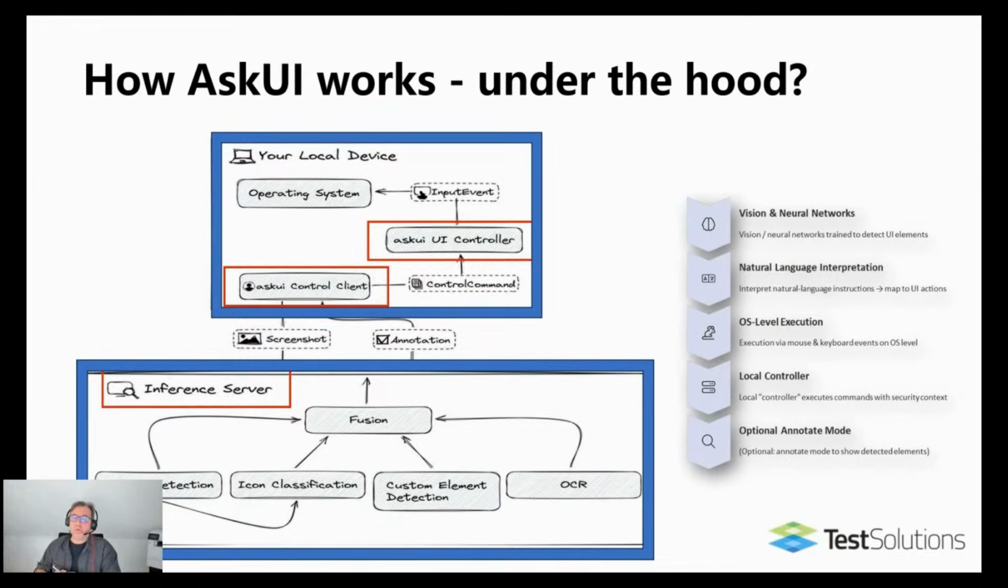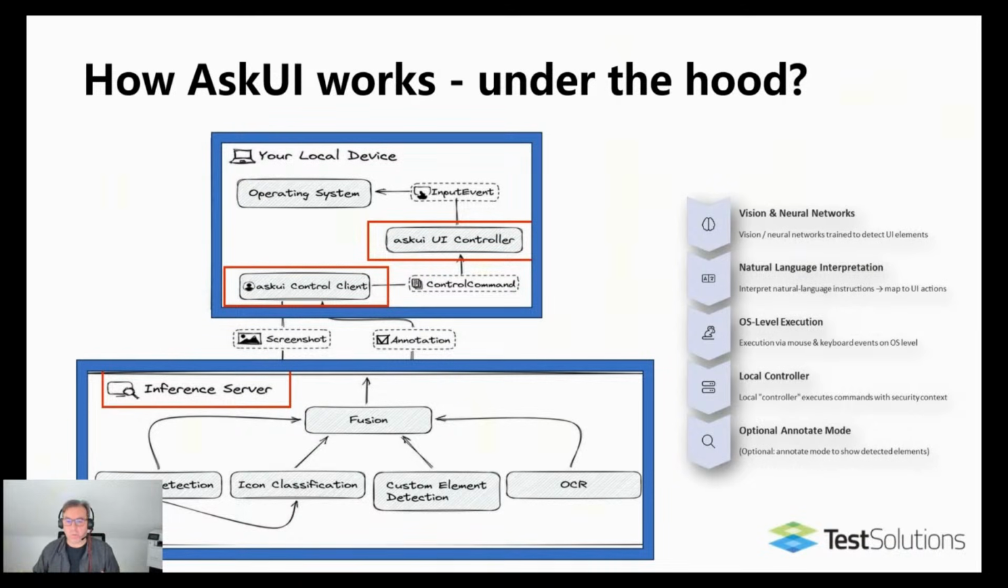That blue framework at the top is your local machine. You will make small installations on your local machine, and you will have two important elements there. One of them is the SQI UI controller. That's like your hands and arms and legs, doing the actions on your local machine and interacting with the application. And then the SQI control client. That's like your brain. It's kind of a middleman between your local computer and the server side.